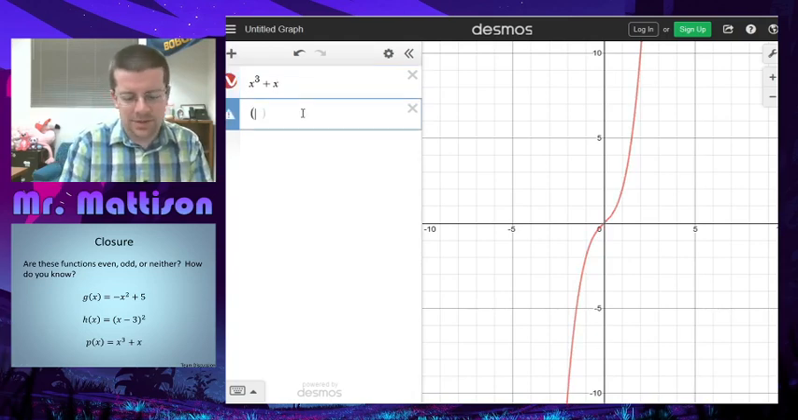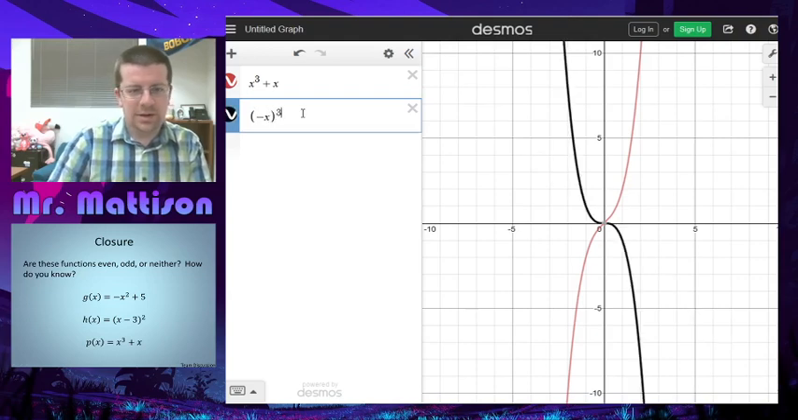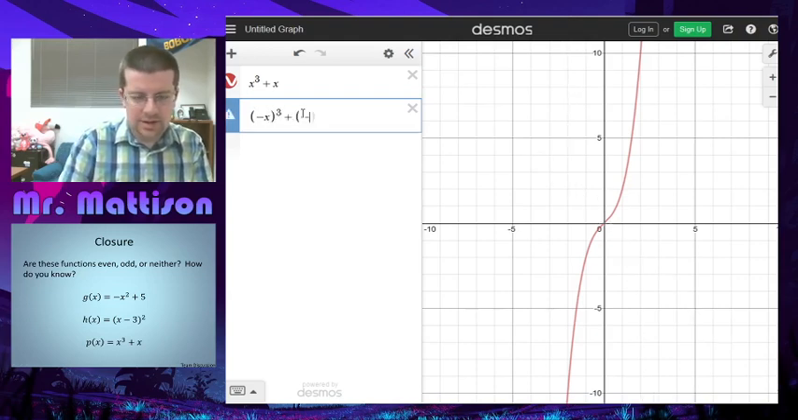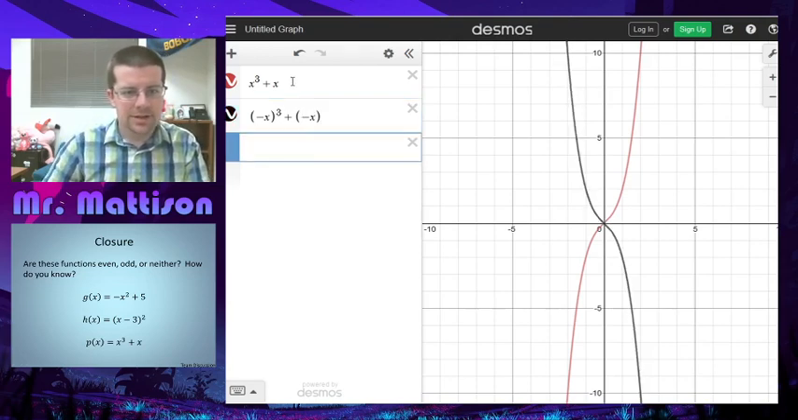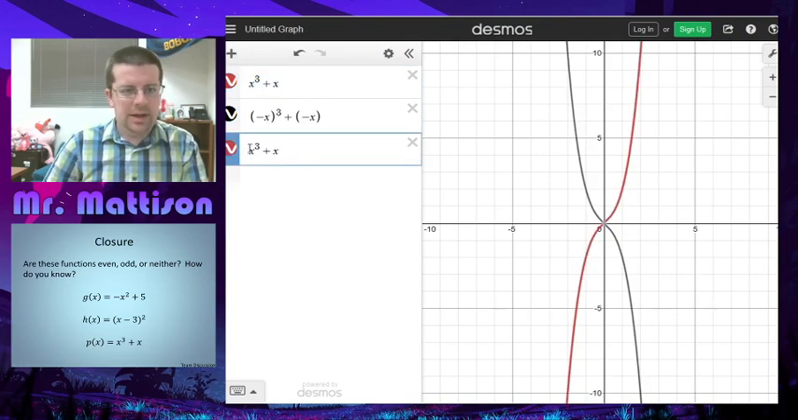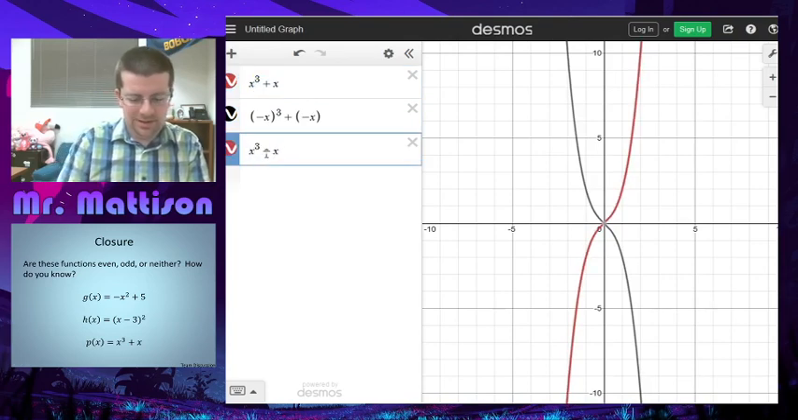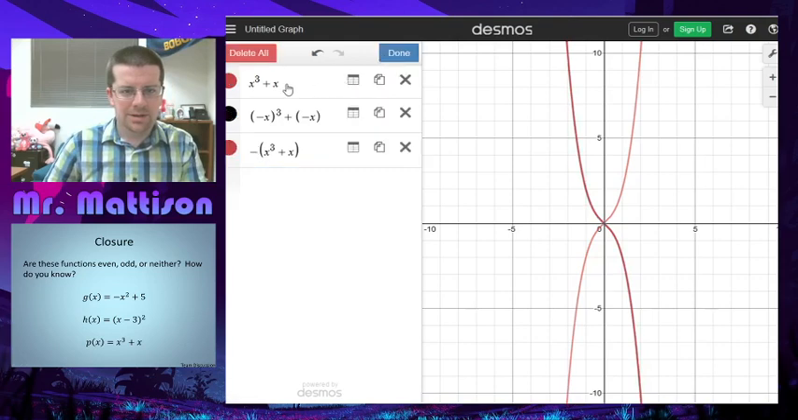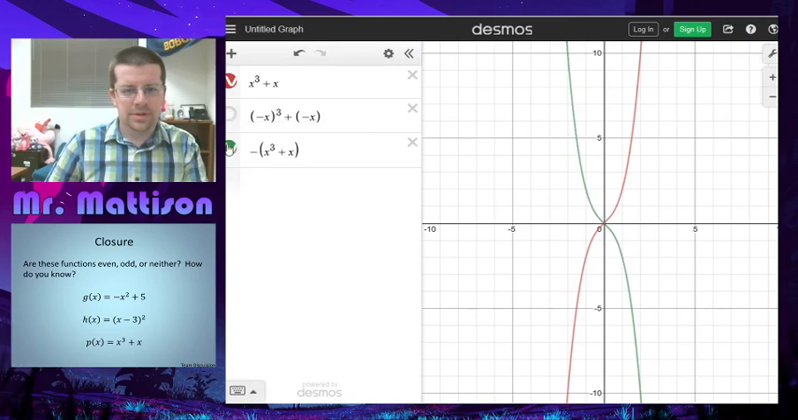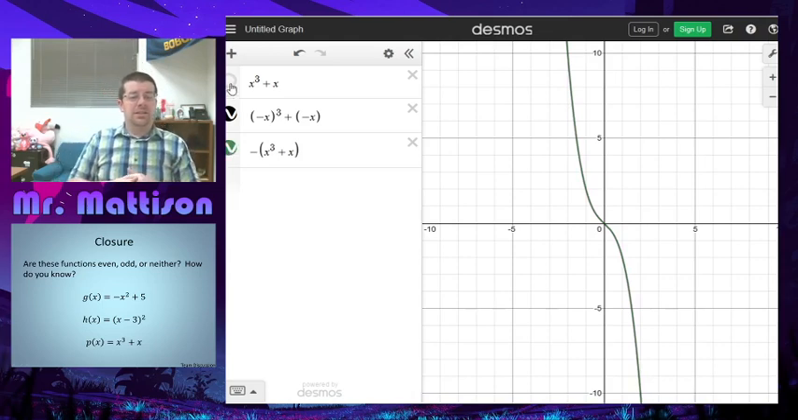So if I do a negative x to the third plus negative x, that's the shape that we predicted. And if I do the same thing, put a negative in front, I do need to put it in parentheses because there's two separate things, because it's the entirety of this being made negative. I don't want it to be the same color as the original. So we're seeing, yep, those are the same graph, right? So it's going to be odd, okay?